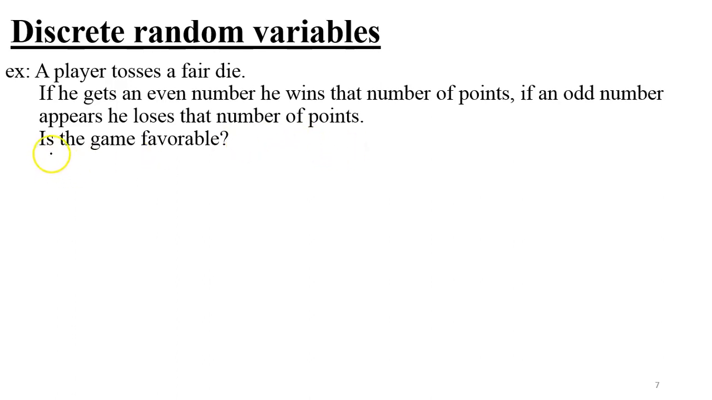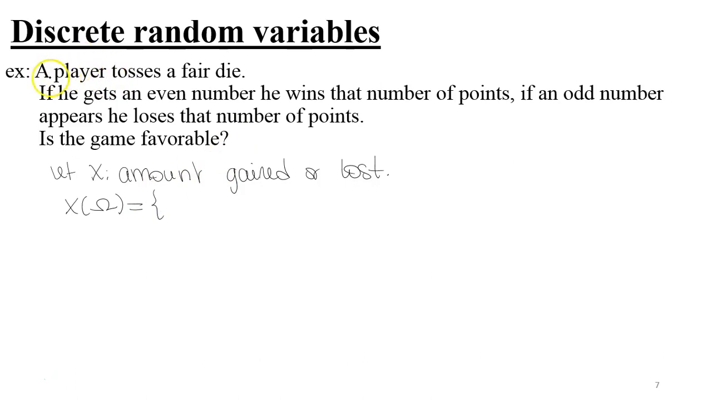So over here we need to start by defining the random variable x that would represent the amount gained or lost by the player. So once we define the random variable, we need to determine X of omega, which is the set of possible outcomes. So when you roll a fair die, you could end up with 1 to 6 as a value on the top number.